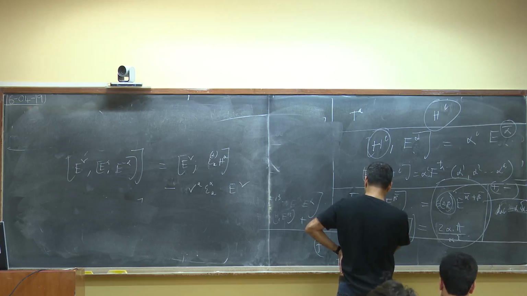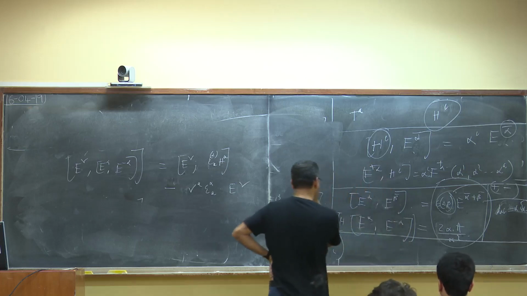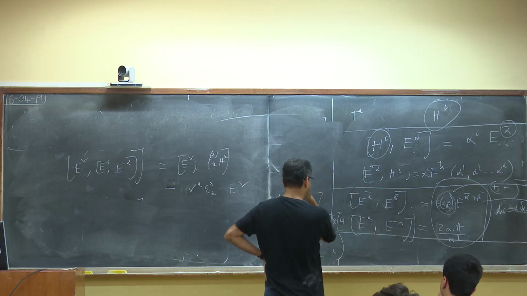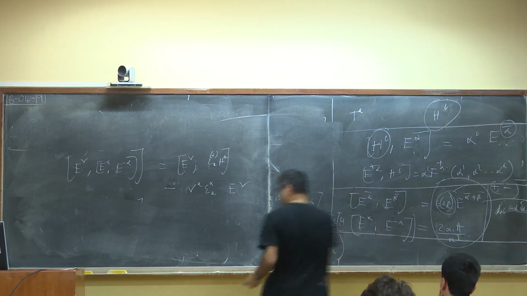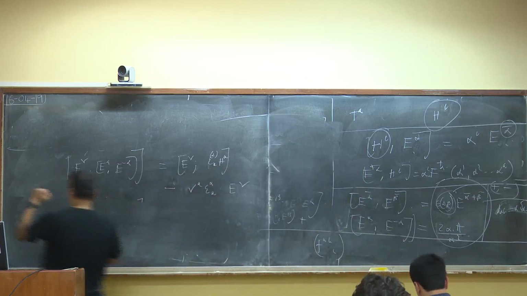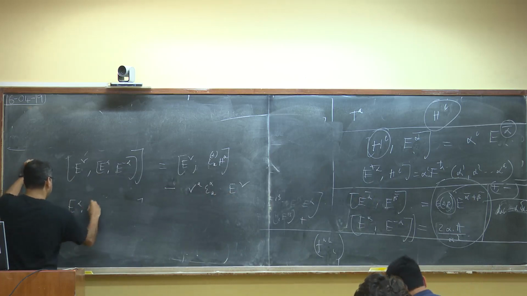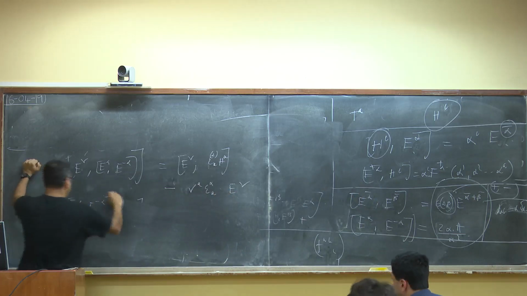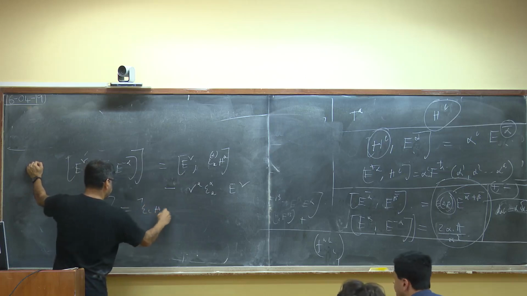Good point. Let's see. And then, oh, this might work. Let's try exactly what you were saying. Okay, let's try. Wait. Suppose we have [E^α, E^-α] is equal to ζ_i H^i.